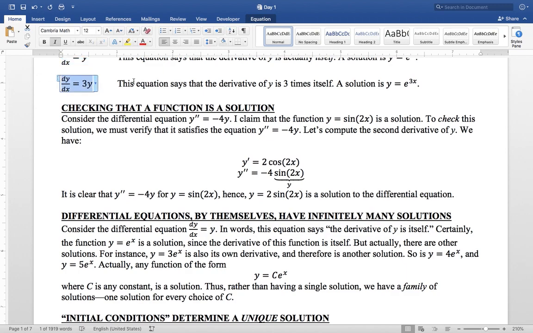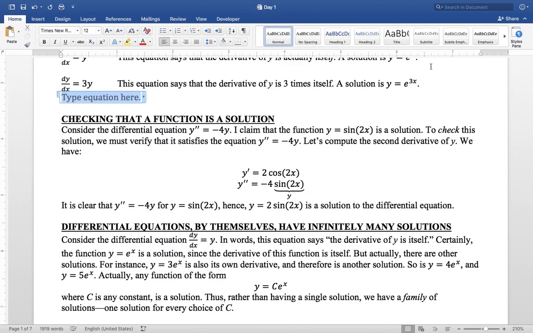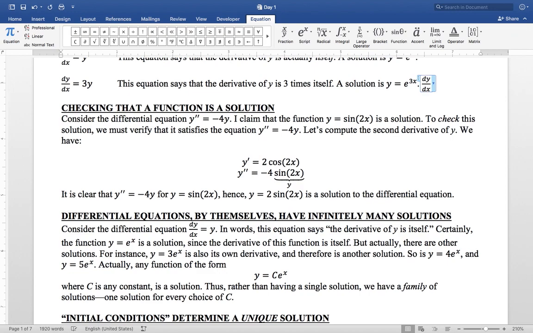Okay, and then maybe just one more here. dy/dx is equal to 3y. This equation says the derivative of y is 3 times itself. A solution is y equals e to the 3x. And if you want to check that, just have a look at what dy/dx actually is. We sort of have to think of the chain rule. This function here, if you want to differentiate it, the outside function is e to the blank. So the chain rule says we take the derivative of the outside function. The derivative of e to the blank is just itself. What goes inside the blank? Well, the original inside function. Then we have to multiply by the derivative of the inside function, and the derivative of 3x is just 3.